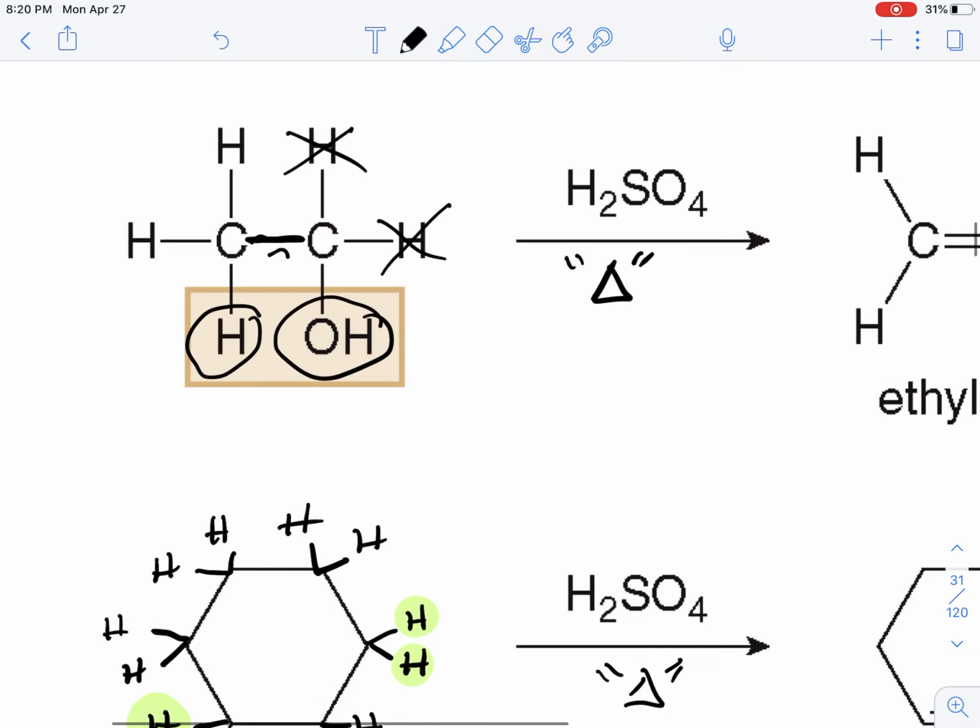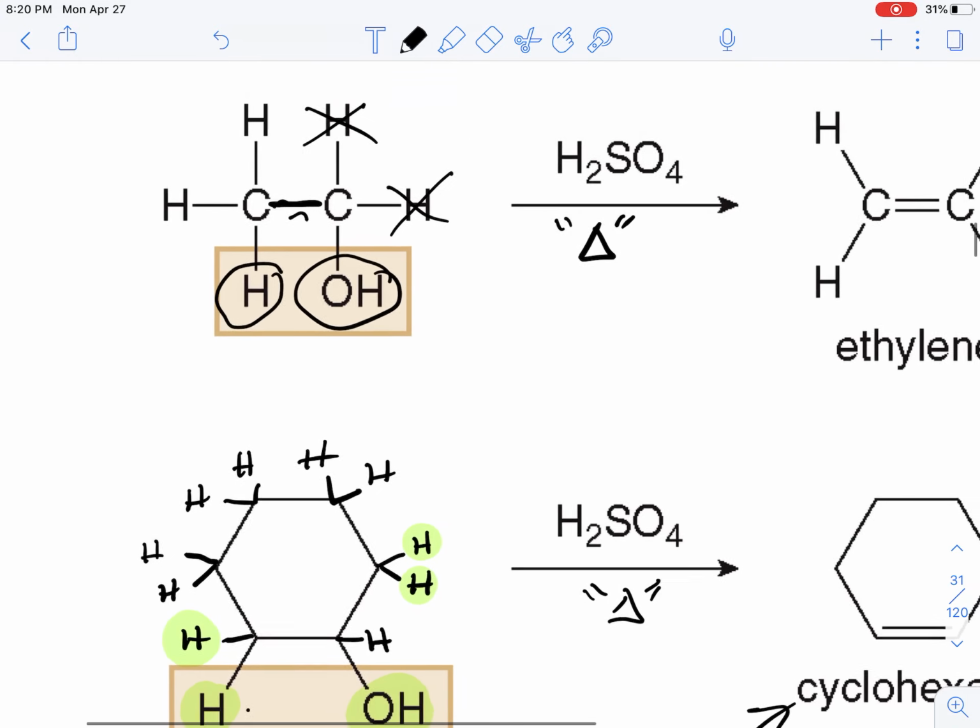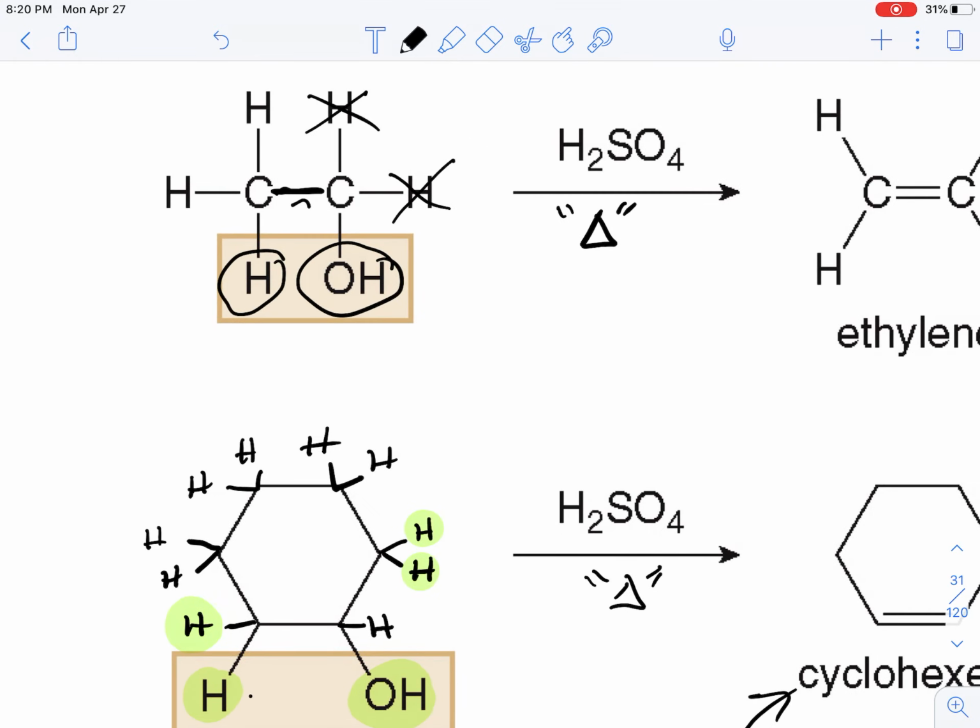So it's pretty simple. Now, if you look at both of these molecules, they're kind of symmetrical, right? So if I were to cut the molecule in this fashion, notice the left side and the right side, they're pretty much symmetrical.